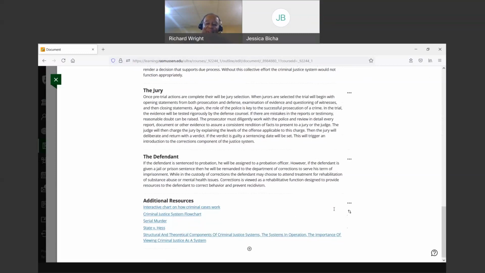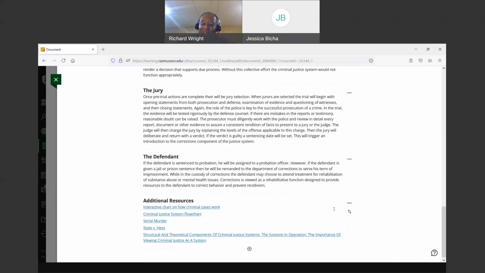Now, when the Department of Corrections has them, the key thing it says is rehabilitation. Notice what it says: while in custody of corrections, the defendant may choose to attend treatment for rehabilitation of substance abuse or mental health issues. We've talked about that a lot in drugs and crime, and that's why I believe rehabilitation is important.